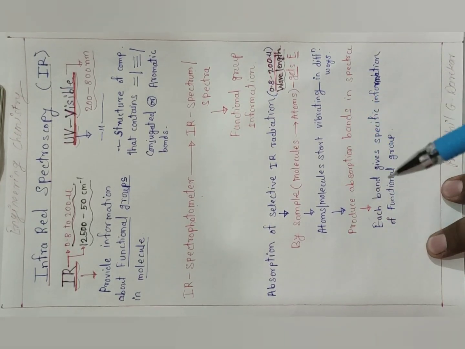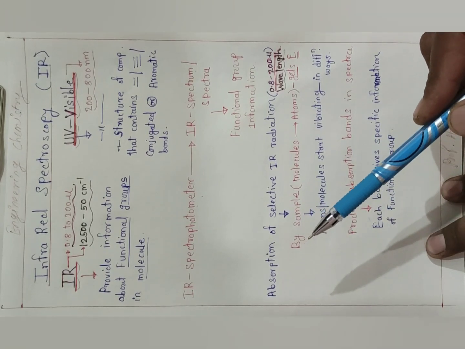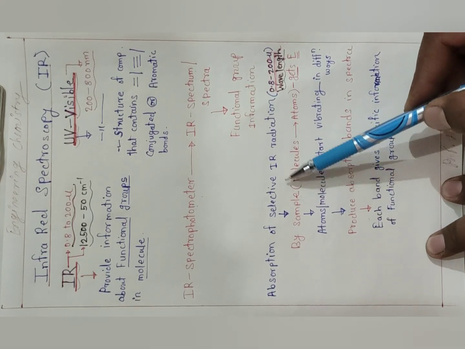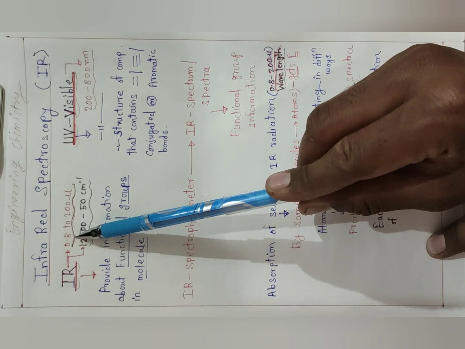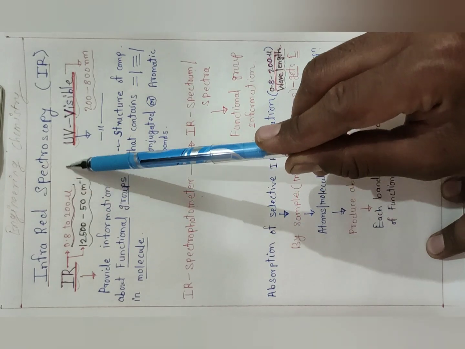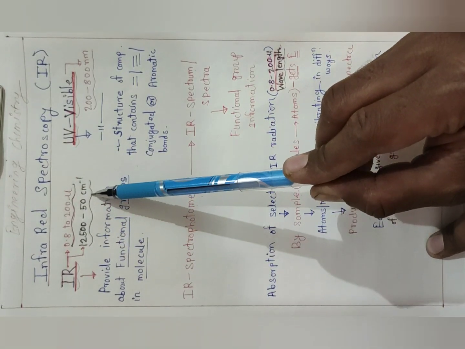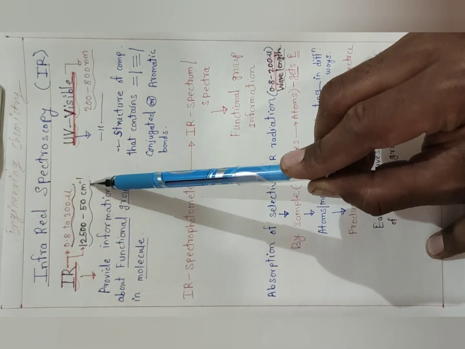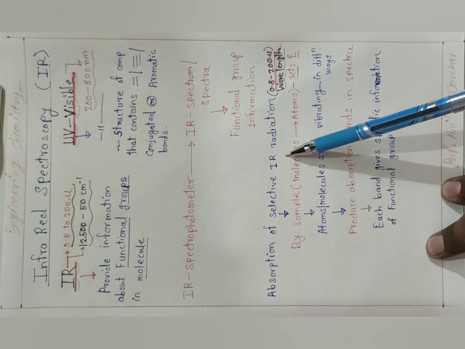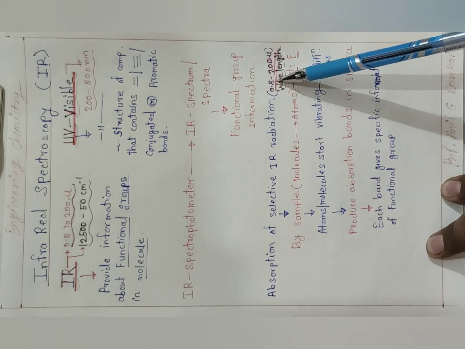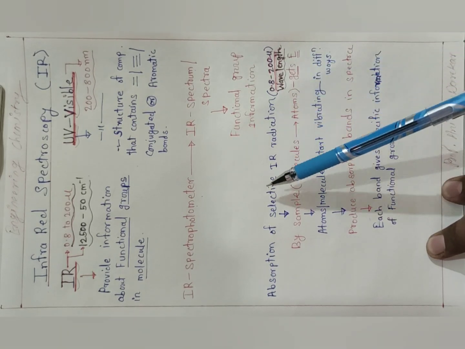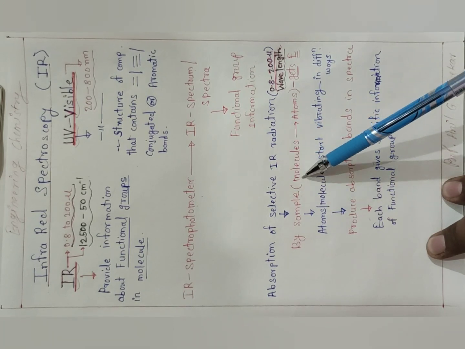Now how does it work? Here IR radiation is produced by a source. That radiation is absorbed by the sample. IR radiation ranges from 0.8 to 200 micron, which is in wavelength, and 12,500 to 50 centimeter inverse, which is wave number. So here there is absorption of selective IR radiation, from the range of 0.8 to 200 micron wavelength. Selective IR radiations get absorbed by the sample.